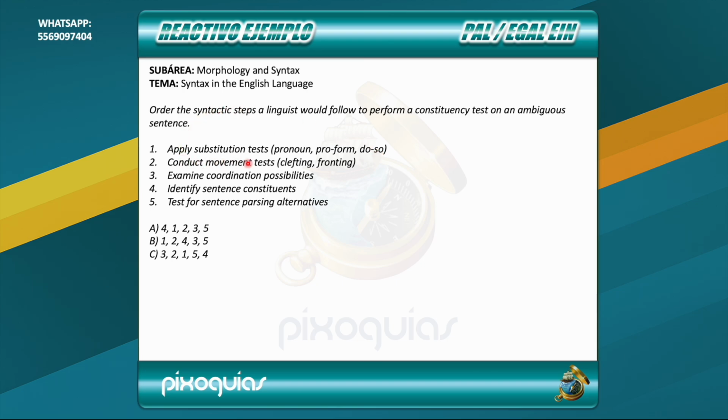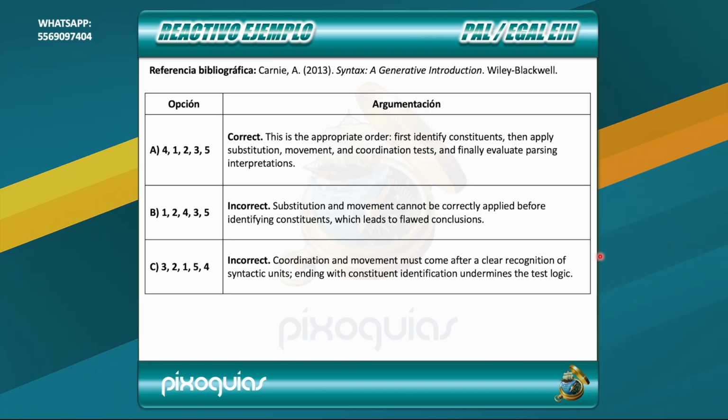2. Conduct movement tests like clefting and fronting. 3. Examine coordination possibilities. And finally 5. Test for sentence parsing alternatives. This sequence is correct because this is the appropriate order. First, identify constituents, then apply substitution, movement, and coordination tests, and finally evaluate parsing interpretations.